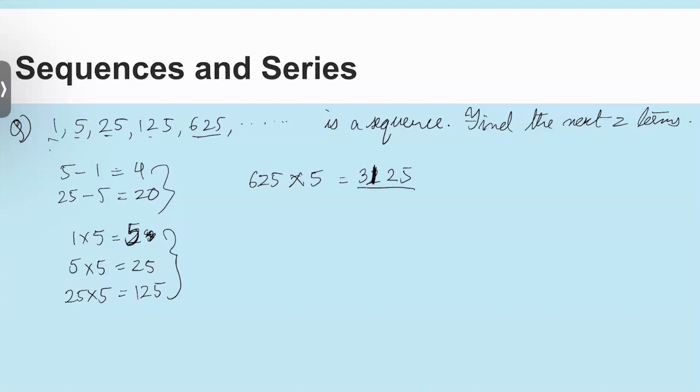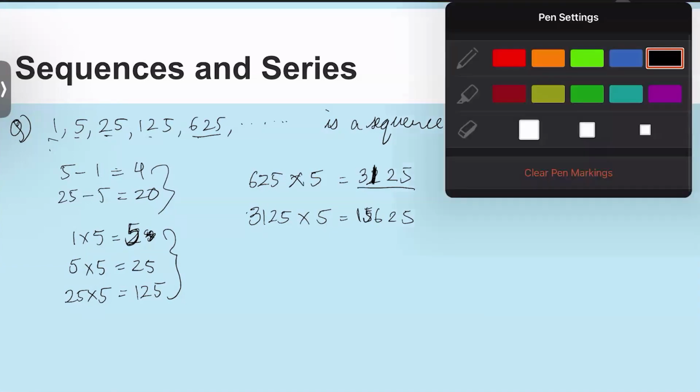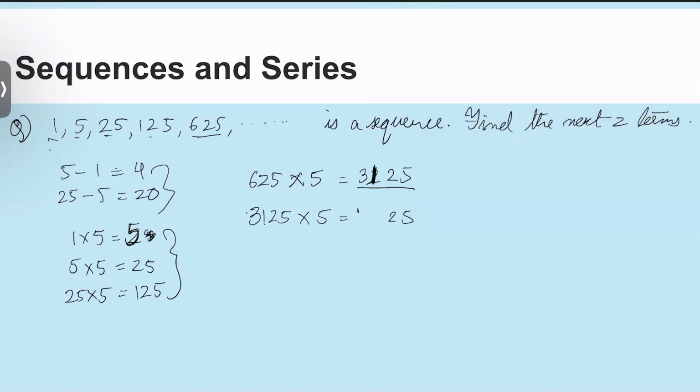So we got one of the next terms after 625. Now you multiply 3125 into 5. That actually comes up to be 15,625. So 3125 and 15,625 are the next two terms of a sequence like this.